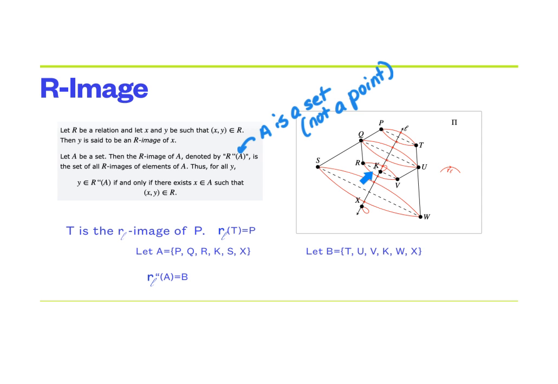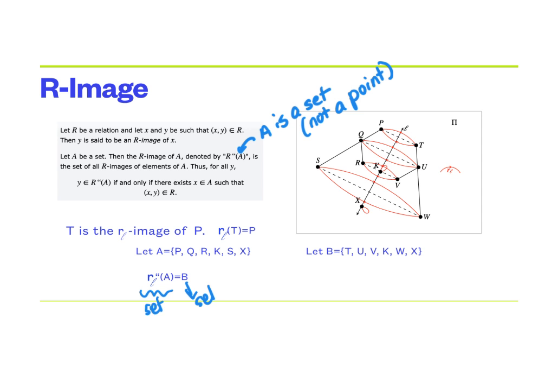So looking at our figure over here, T is the R sub L image of P. Notice, T is right here. It is the image of P. T is a point. P is a point. Okay, no quote marks there. If I let A be this entire set, all these points, and B be this set, and I were to reflect each of these points over L, so I'm reflecting a set, out would come B. So B is a set. This is a set.